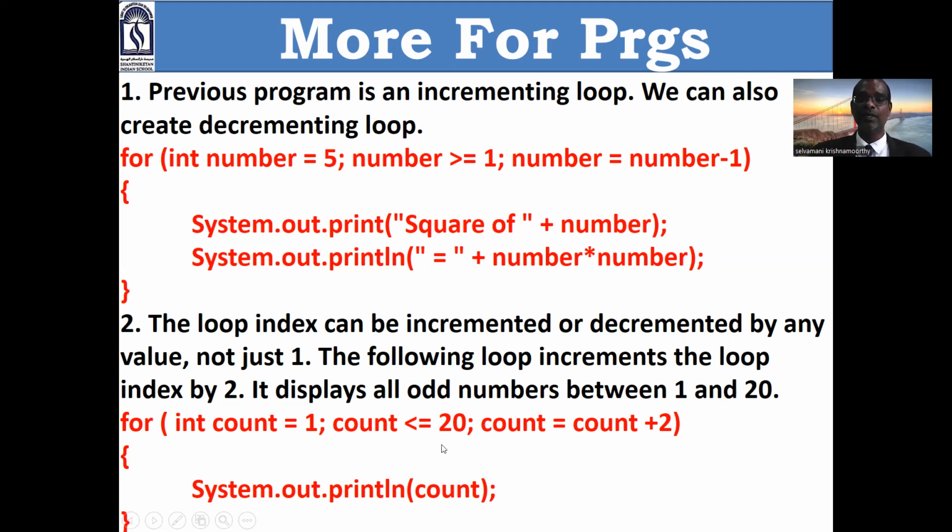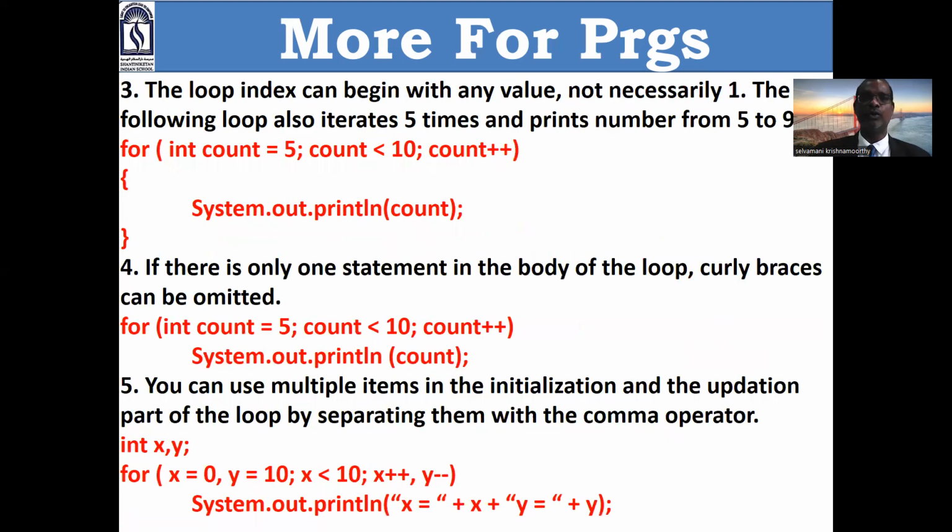Now count is 3. 3 is less than or equal to 20. The condition is still true. The value stored in count will be displayed, 3. Previously we displayed 1, now we displayed 3. After that we display 5, 7, like this, up to 19. Is it clear? Now we can proceed with the third one.